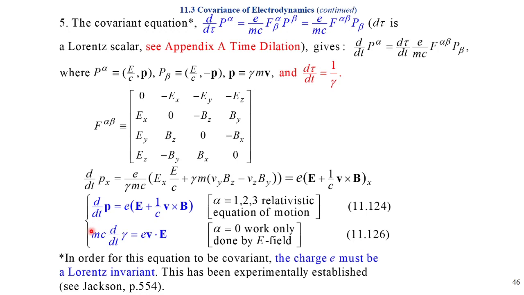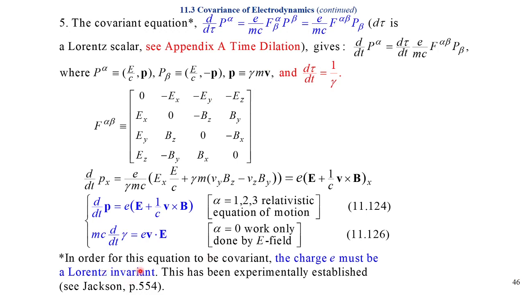We still have the last one, 3 component and 0 component. So this gives us the rate of change of the energy, the 0 component, gamma mc equals e V dot E. So 1 component, 3 component is a 4 vector of the first rank.